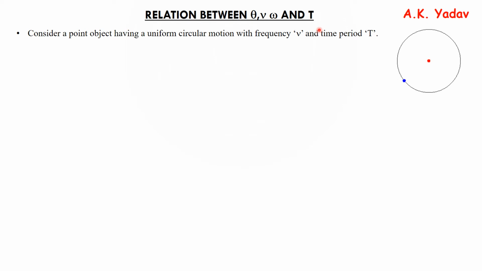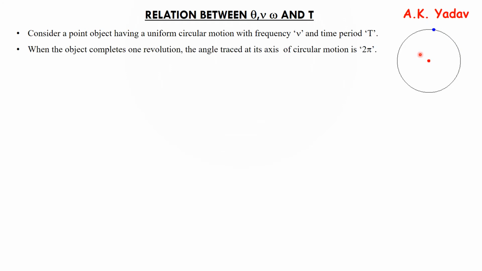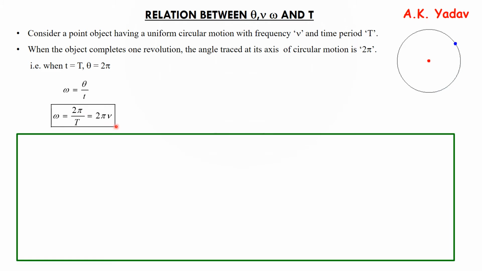Now the relation between theta, nu, omega and T. We have considered a point object having a uniform circular motion with frequency nu and time period T. When the object completes one revolution, the angle traced at its axis of circular motion is 2 pi. That is, when t is equal to capital T, theta equals 2 pi. Now we know omega is equal to theta by t. So theta is 2 pi, t is capital T, so omega equals 2 pi by T, which is 2 pi nu, because 1 by T is nu.